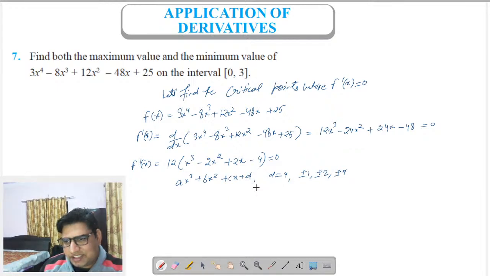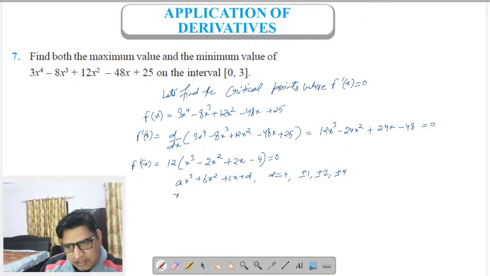If we put x is equal to 1 here, 1 minus 2 plus 2 minus 4 gives 3 minus 6, which is not 0. If you put minus 1 there, all the terms will be of minus sign, so it will not be a root. Then we check 2: 8 minus 8 plus 4 minus 4.